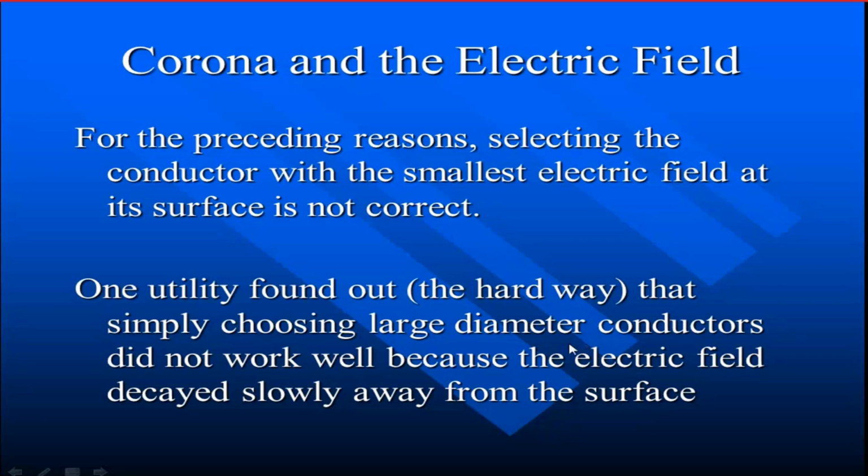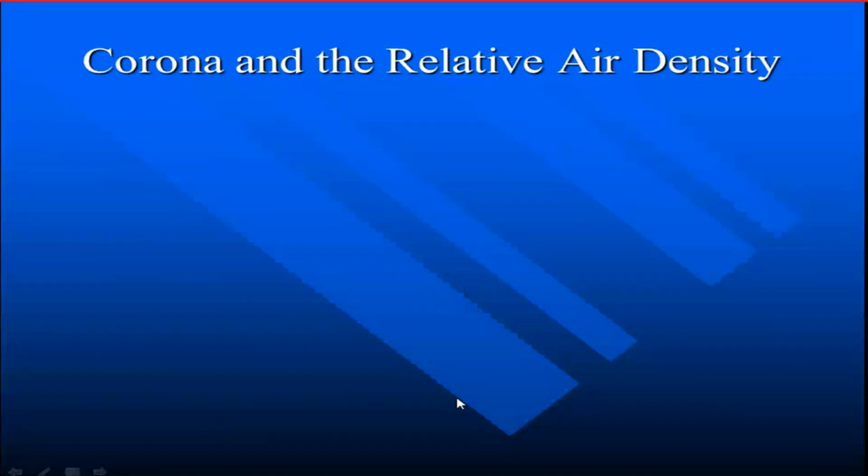One option is that we can use a large diameter conductor to reduce the corona, but whenever we go for a larger diameter conductor, the electric field decays slowly away from the surface.